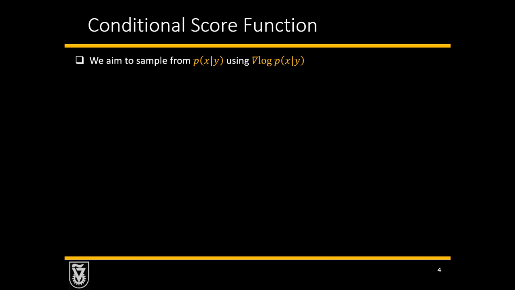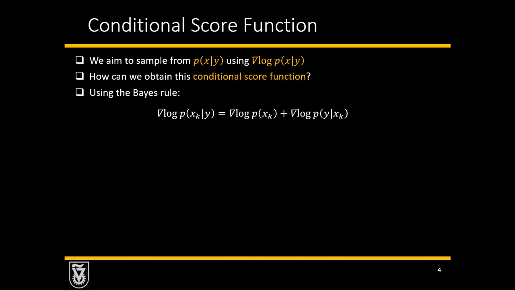Now, we want to sample from a posterior distribution, not a prior, so we just use the conditional score function, the gradient log of the posterior distribution. So we use the Bayes rule in order to obtain this function, and the first term here is just the regular score function that can still be approximated using a denoiser as before, and we have this new term.